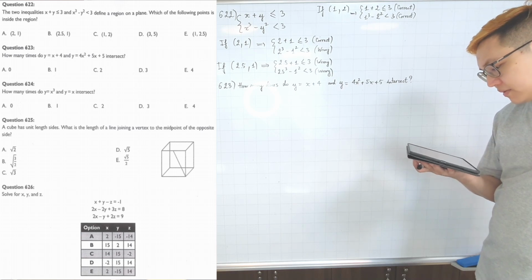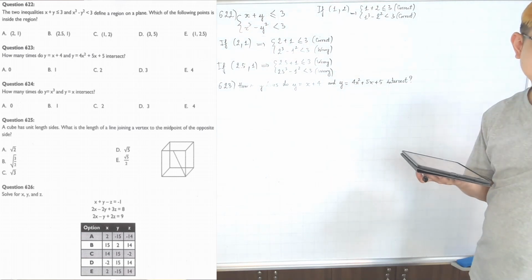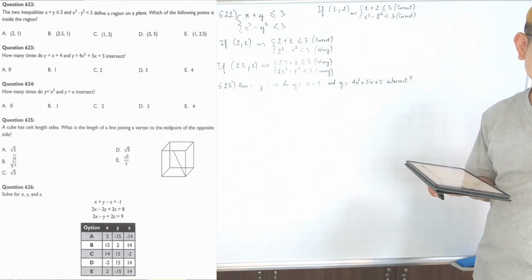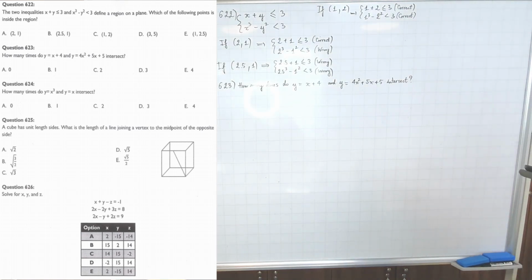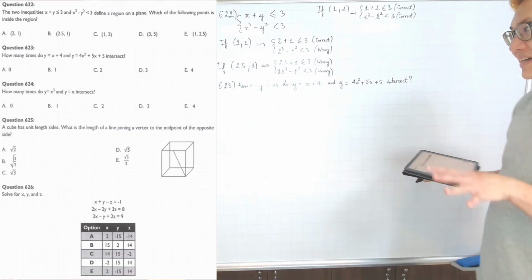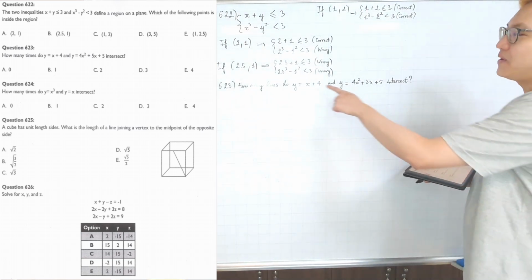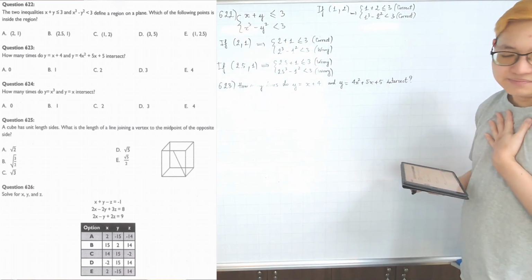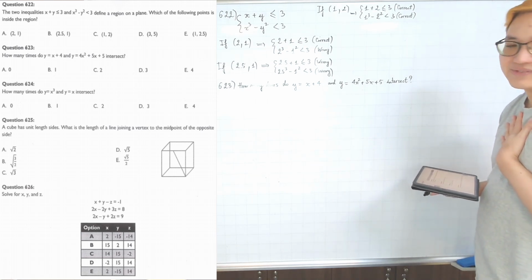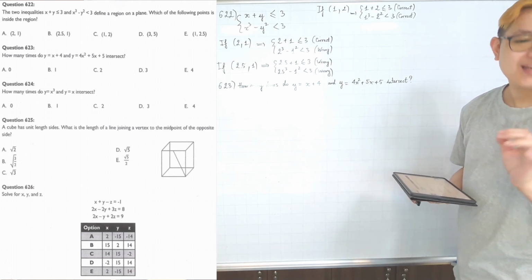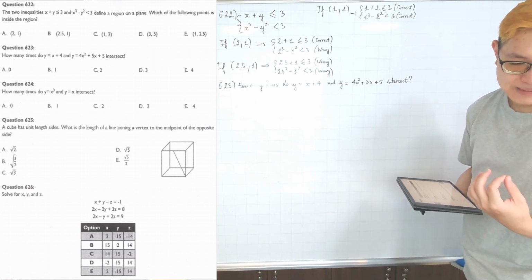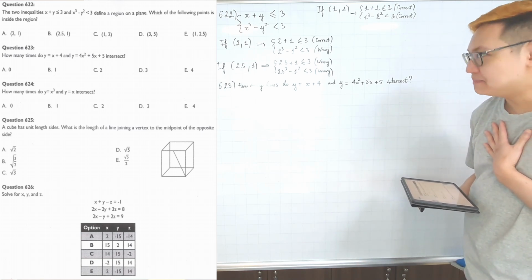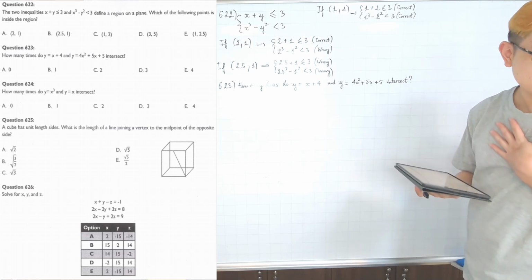Okay, so how do you know if they intersect or not? If they intersect, the y values will be equal, right? And then you have to find the x value. How many x values you find will determine how many points they intersect.